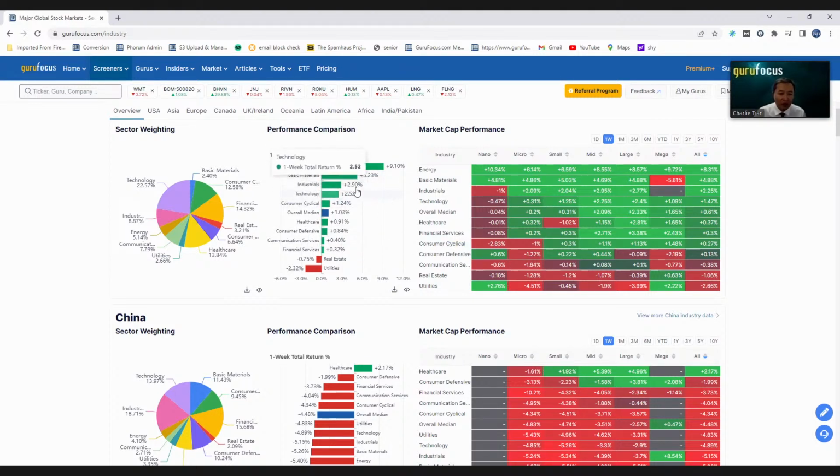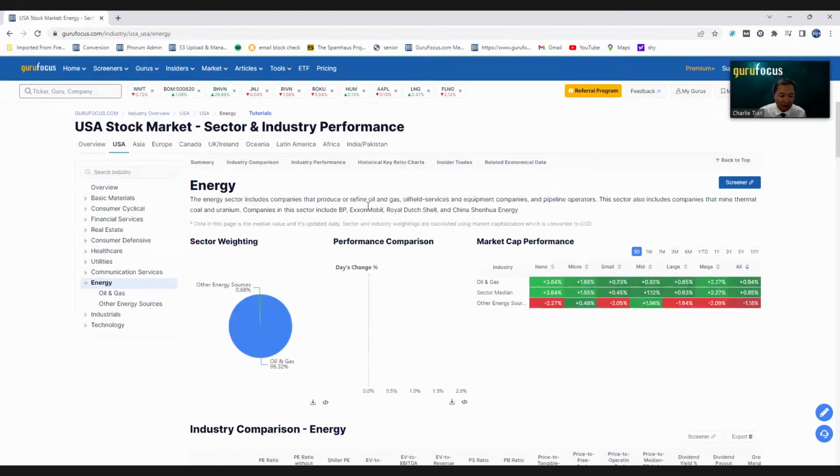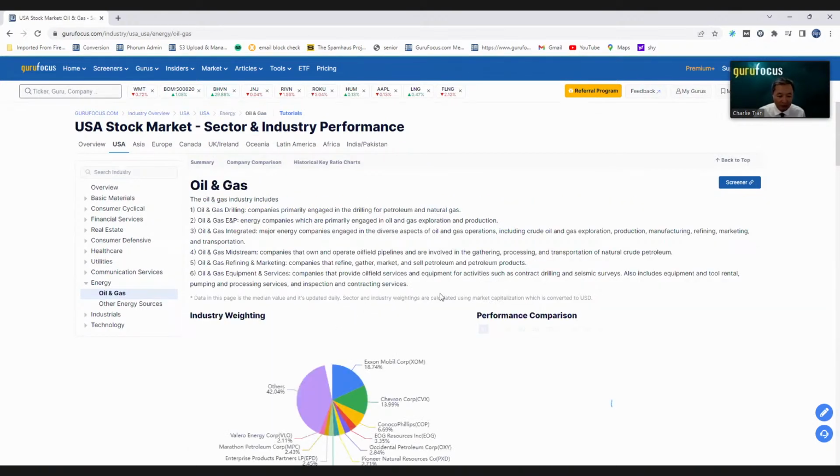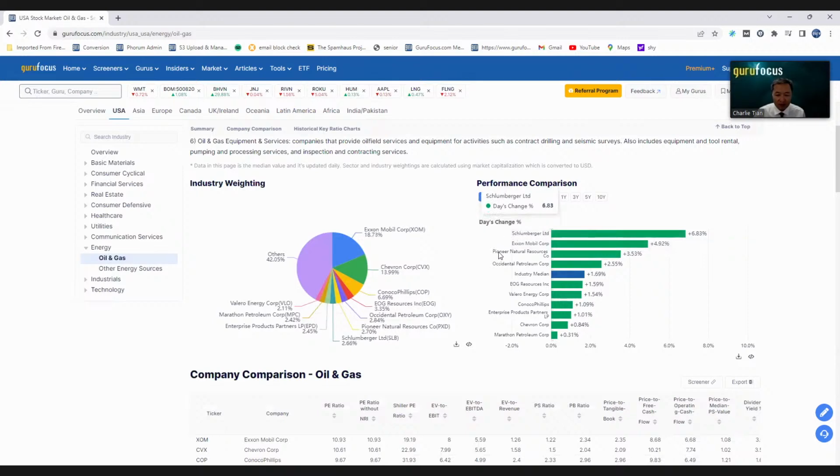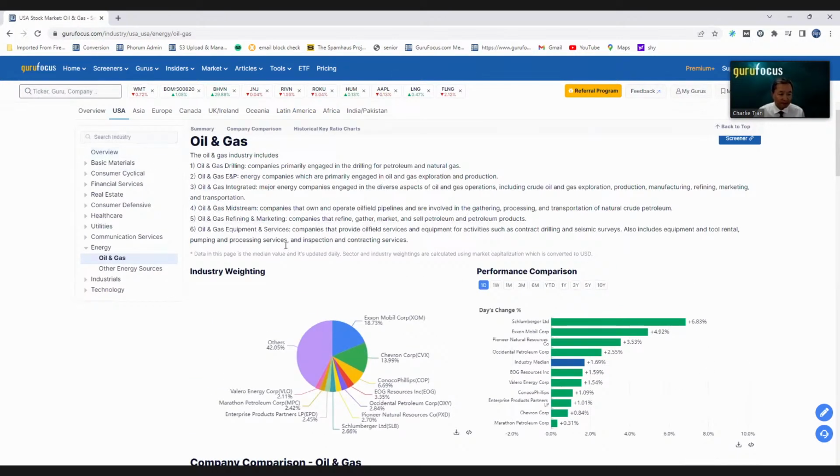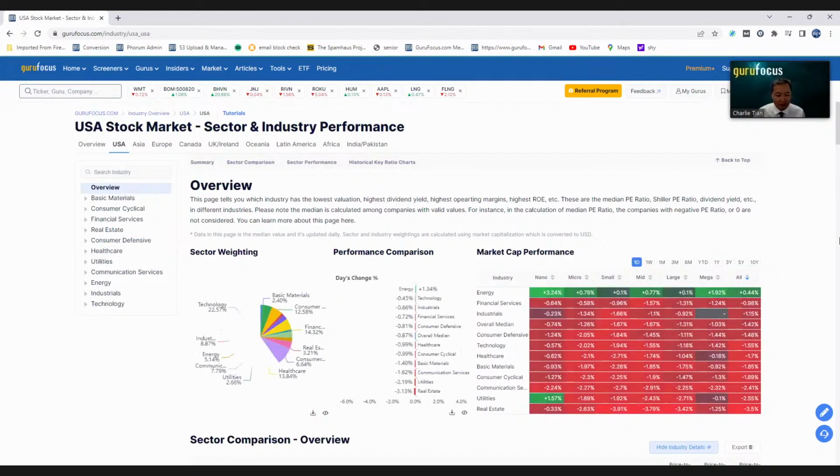And also for this sector performance here, you can not only look at the sectors, you can click into it. You can click, for instance, energy. Click into it, you can see the oil and gas and energy sources. Clicking even further, it shows you the different companies. So that's an improvement we have for the industry page.